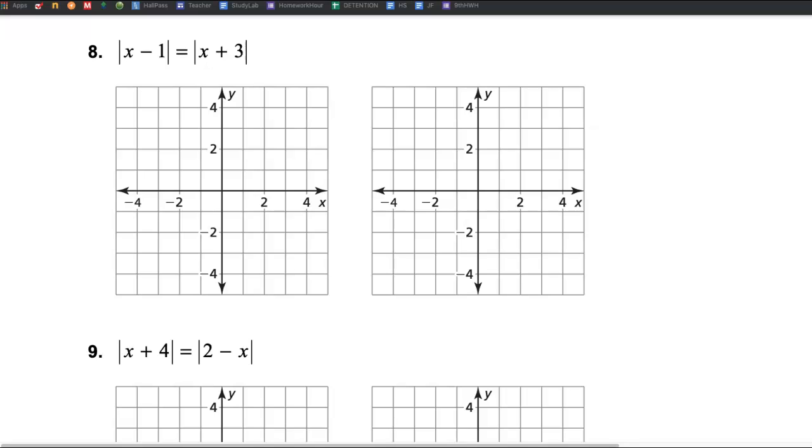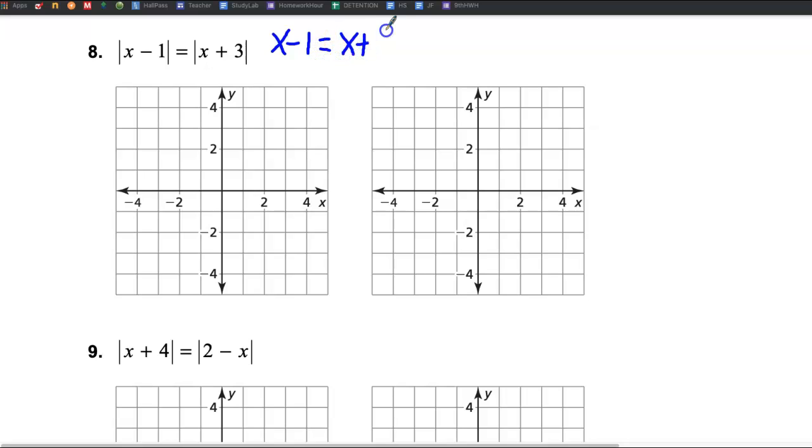to have two different graphs, right? Because we actually have 4 equations. So, AJ, tell me the first part of the positives. So what would the two positive equations be? X minus 1 equals x plus 3.